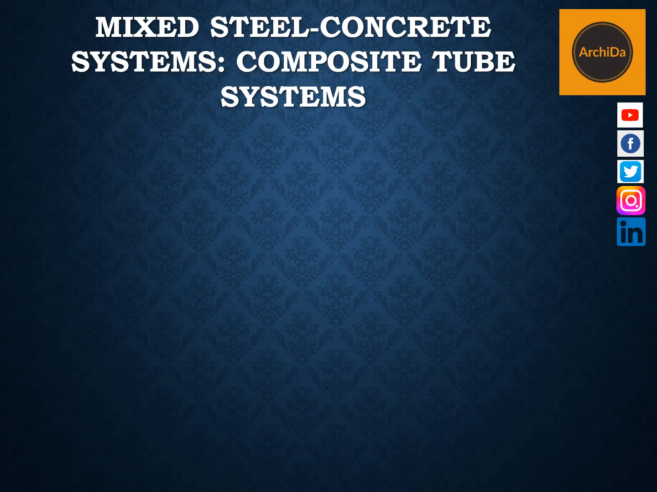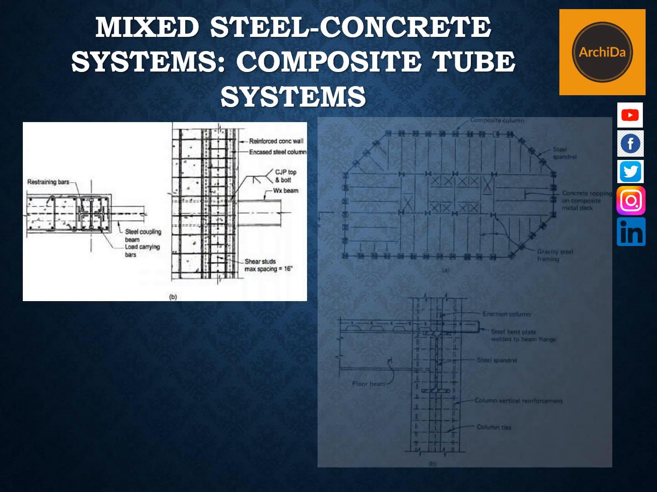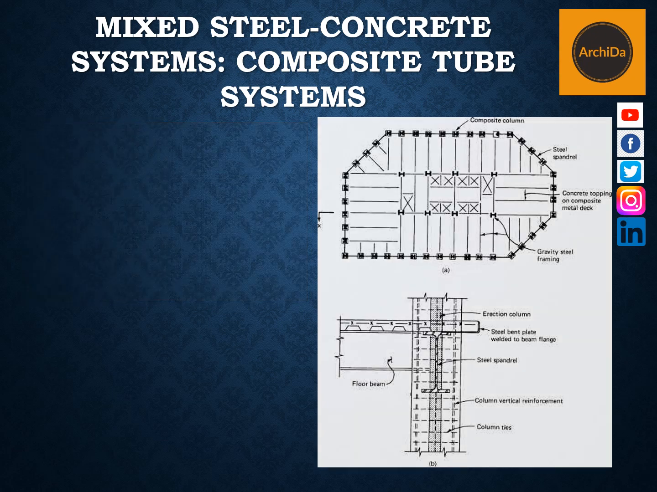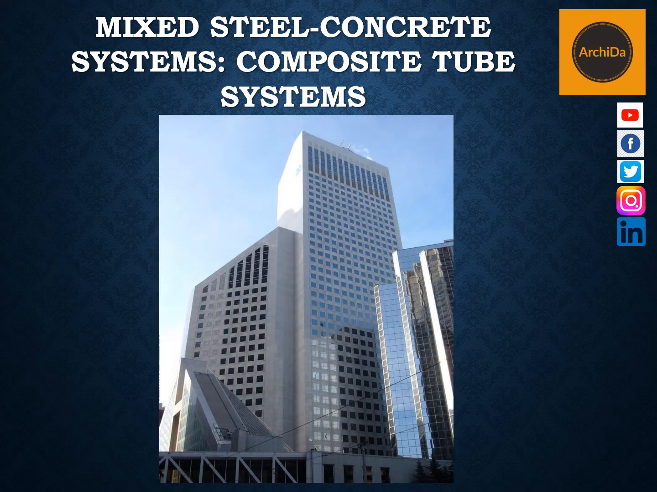We now move on to mixed steel-concrete systems, wherein the first variation is called the composite tube system. The structural concept is based on a tube-in-tube concept, wherein the exterior is a reinforced concrete frame tube, while the interior is a shear wall core tube. The example for this is the picture here, which is the First Canadian Center in Calgary, Canada.